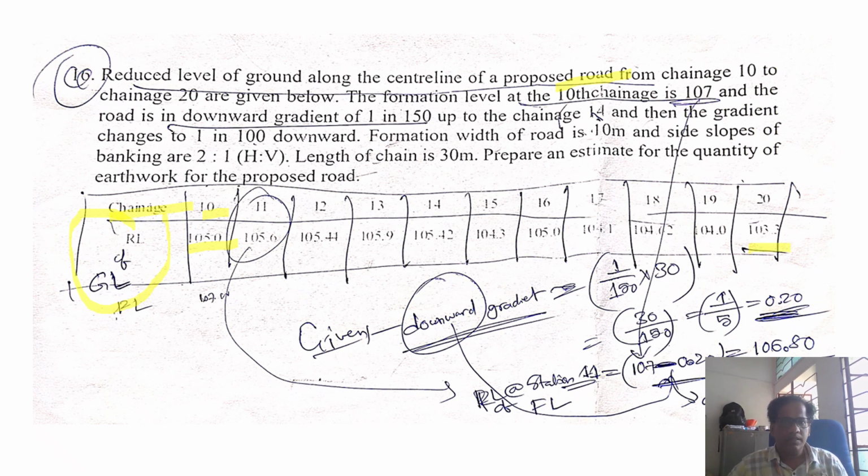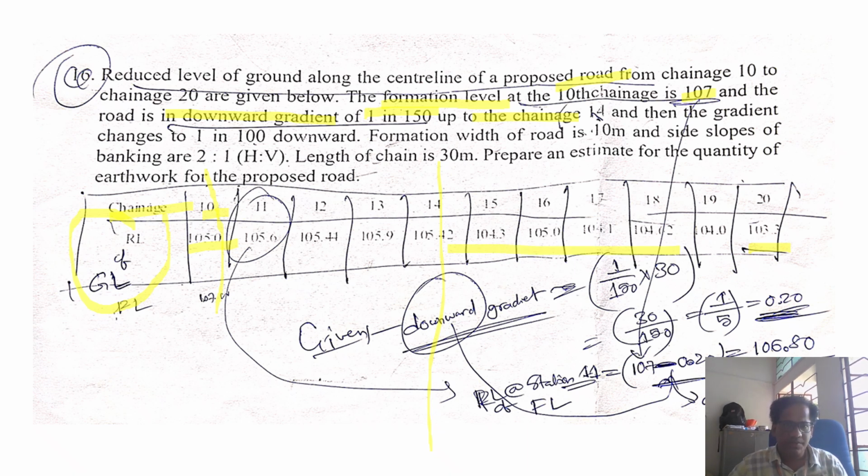And the beauty in the question is that the questioner has mentioned the reduced level of the formation level at the 10th chainage, that is the beginning station, the first station, as 107. And he has clearly mentioned the road is in downward gradient with 1 in 150 up to chainage 14. After that, at the 14th chainage, the gradient changes to 1 in 100 downward.